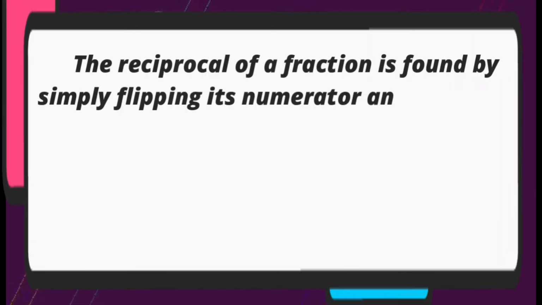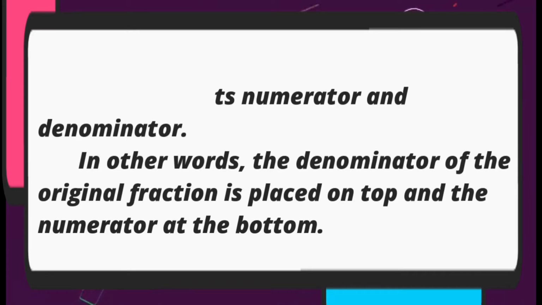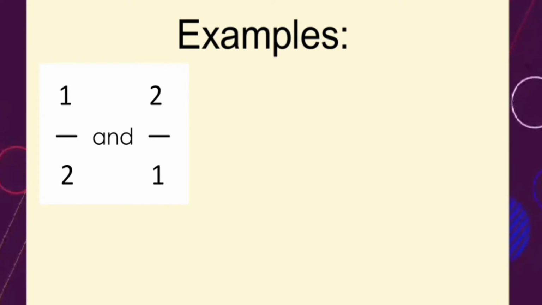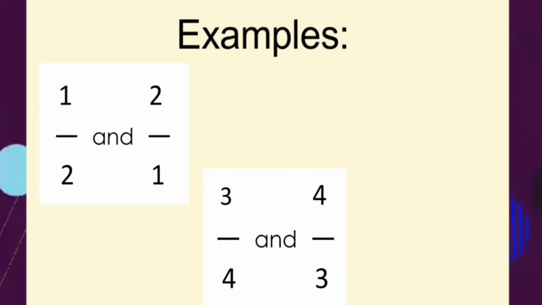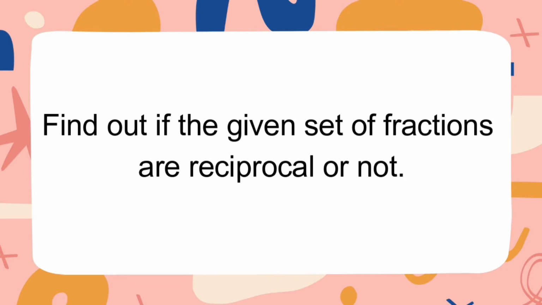The reciprocal of a fraction is found by simply flipping its numerator and denominator. In other words, the denominator of the original fraction is placed on top and the numerator at the bottom. Examples: 1/2 and 2/1, 3/4 and 4/3, and 6/7 and 7/6. Let's practice. Let's find out if the given set of fractions are reciprocal or not.